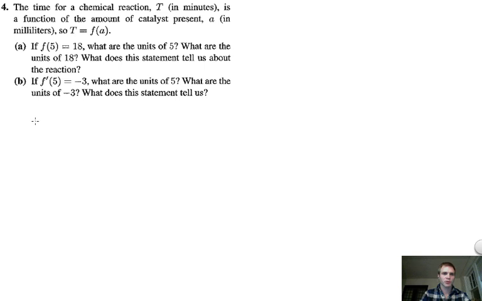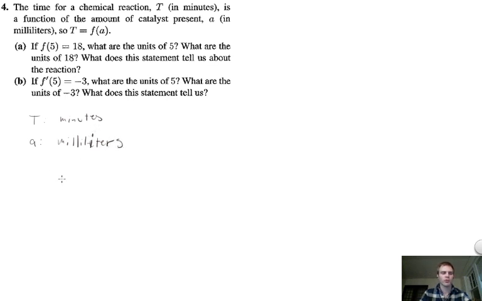The time for chemical reaction T in minutes. So T is measured in minutes. T is in minutes. And the amount of reactant A is in milliliters. Milliliters? What is it? Milliliters.